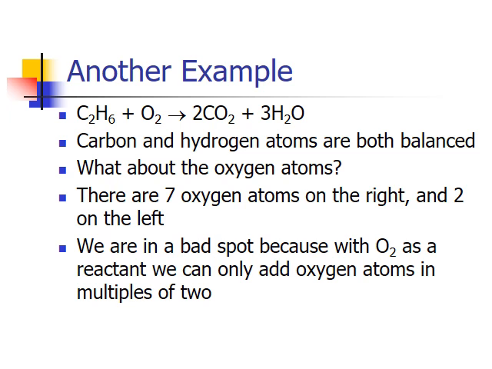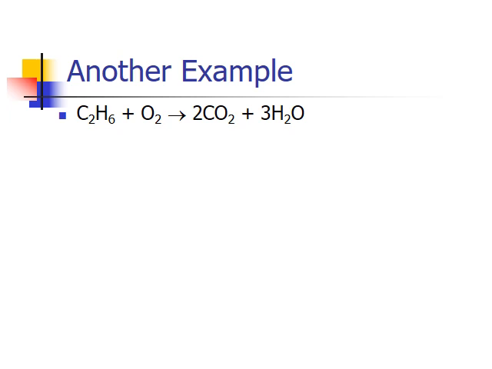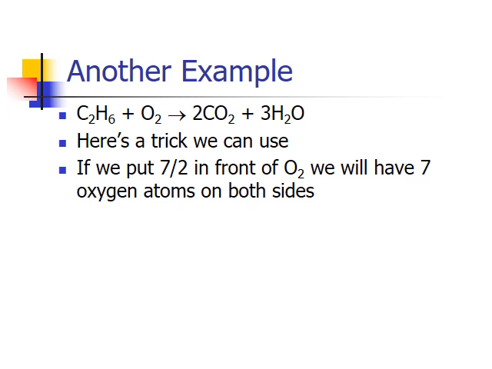Another problem is we will balance by putting a coefficient in front of the O2, but every time we add an additional O2, we're adding oxygen in pairs and multiples of 2. So how are we ever going to get 7 on the right-hand side? But here's a trick we can use. If we put 7 halves in front of the O2, we'll have 7 oxygen atoms on both sides.